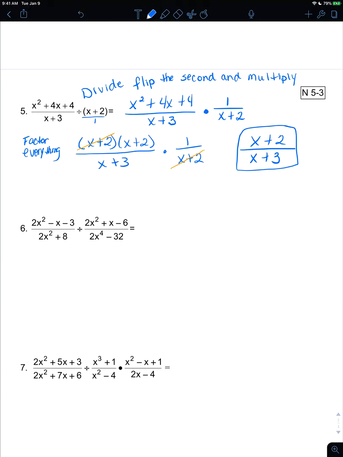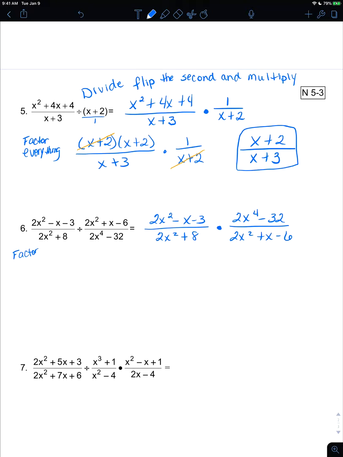All right, so again, number 6, it's another division problem. So let's rewrite it as a multiplication. Remember that you can only flip the second one and write it as a multiplication. So it's going to be 2x to the 4th minus 32 over 2x squared plus x minus 6. Okay, so now we've got to factor all of this. And yes, that's going to take some time.